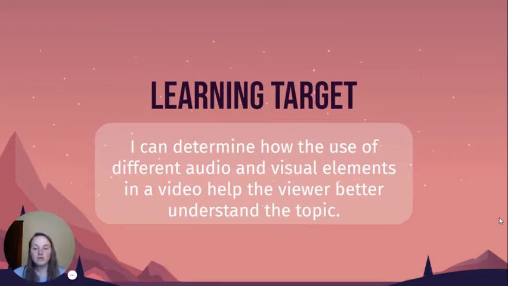In order to complete our learning target, we need to know two keywords. The first keyword is audio. Audio means things that we can hear, and visual means things that we can see. So how do they put those two components together, what we can hear and what we can see within the video, to help us understand the earthquake better?